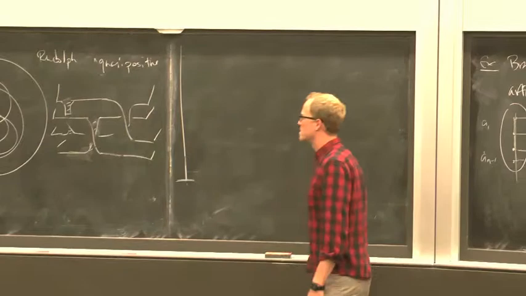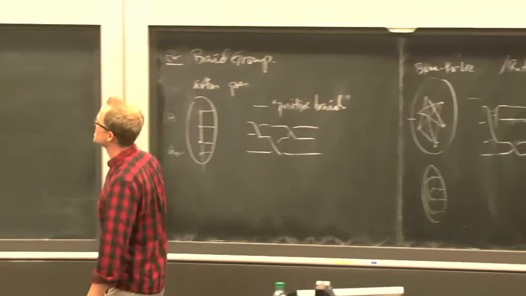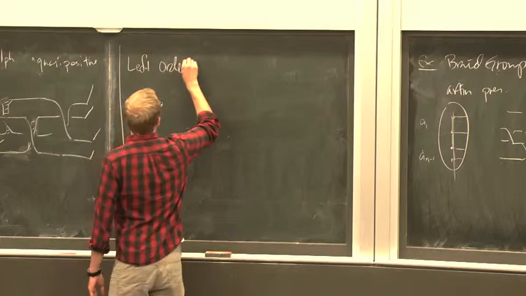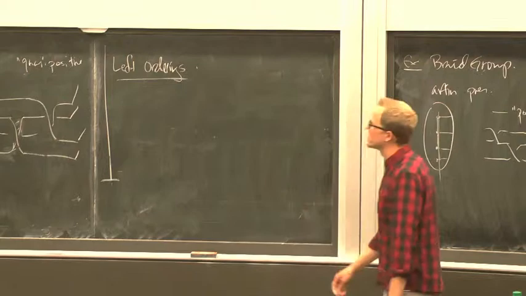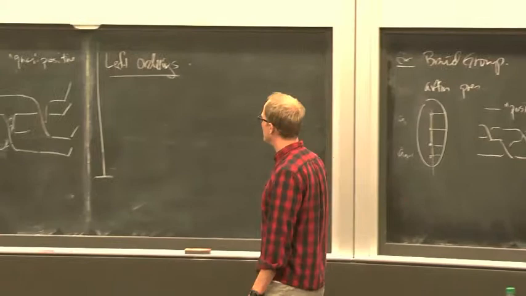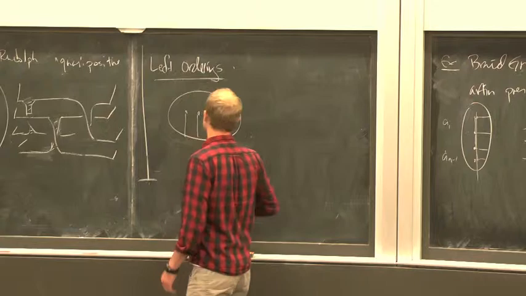So before, these are all things that come from presentations. You can also get a monoid that comes from a left ordering. So there are left orderings on the braid group, and the left orderings that I'm particularly interested in came from Thurston. A left ordering is just a total ordering on your group which is invariant under left multiplication. For the braid group, and mapping class groups in general, you can produce a left ordering using this idea of Thurston.